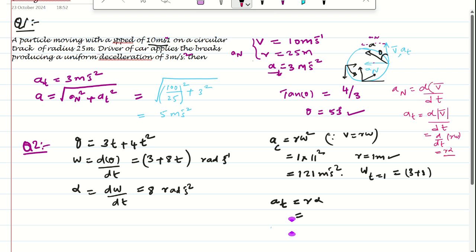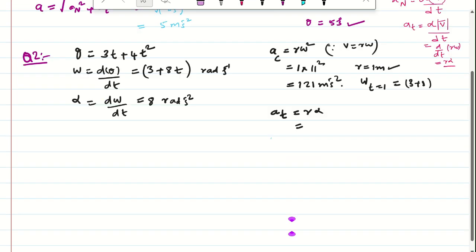So AN is the rate of change in velocity. We have to find out first the velocity, which is not just R omega. So here the velocity bar is equal to omega bar cross R bar. Now here AT is R alpha. R is already given as 1 and alpha is equal to 8, so that is equal to 8 meter second power minus 2. Right?